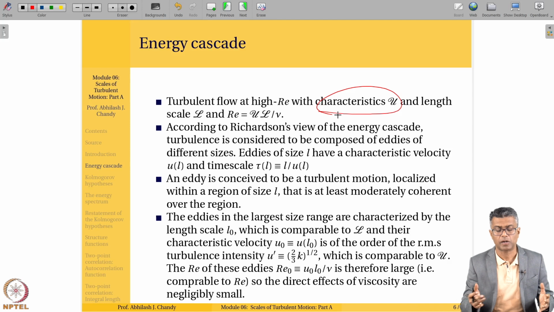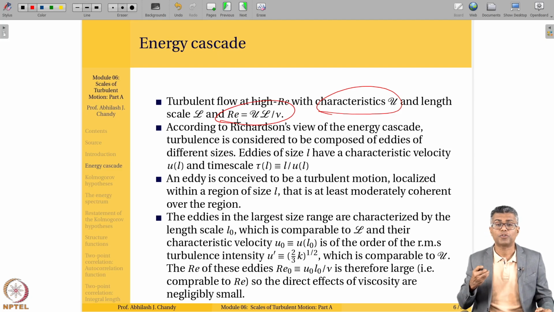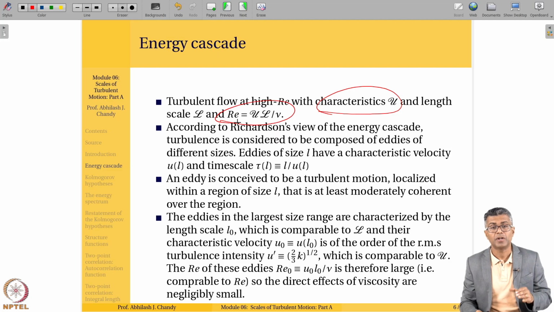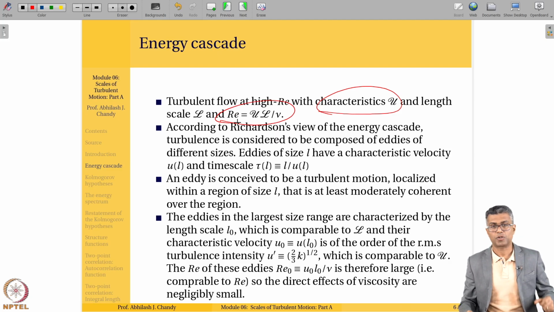So you can define a Reynolds number based on this. Re is equal to UL over nu, where U is the characteristic velocity scale, L is the characteristic length scale, nu is the kinematic viscosity. So all of this is a characteristic of the flow, meaning you have this information even before you have started the flow, correct? Because you know what your diameter of the nozzle is.